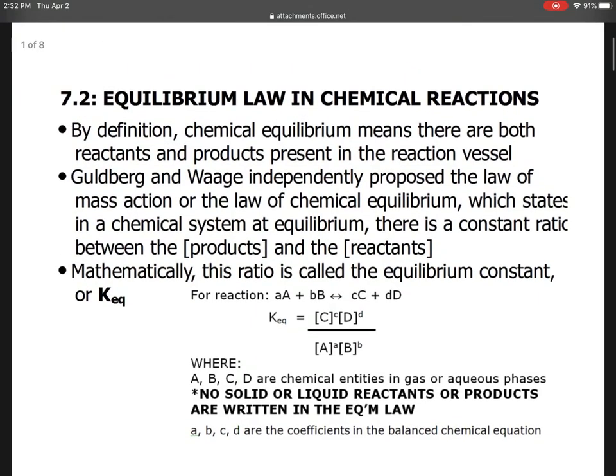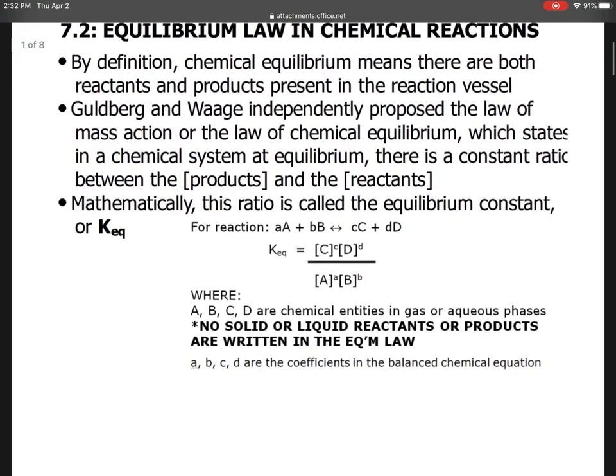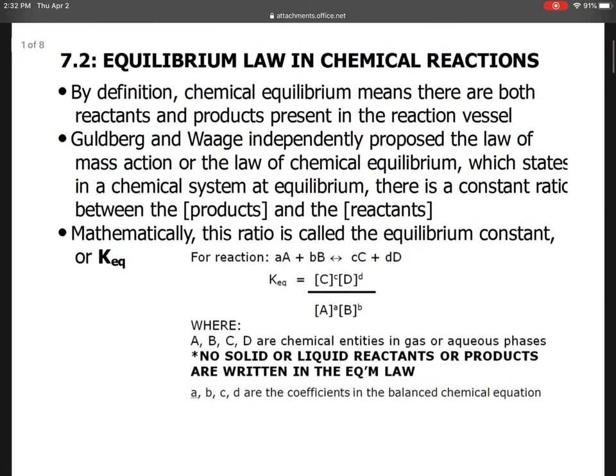Okay, we call that KEQ. And so you can see here that KEQ is going to be similar to the rate law, but there are some differences. So we have the concentrations and we have exponents, which we experienced in the last unit as well.